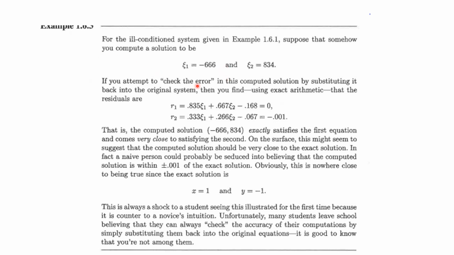Let's go back to one of the ones we talked about before. This was the example we talked about, I think the very first one in this section. So you compute the solution to be this, and you try to check this error. If you substitute it in, you'll get the residuals are 0 and minus 0.001. That is, this exactly satisfies the first equation and appears to come very close to satisfying the second one.